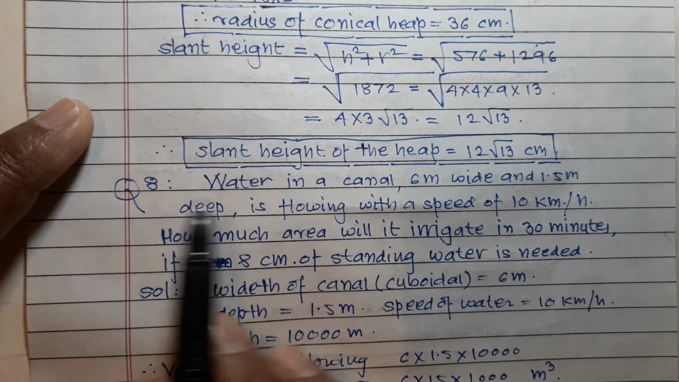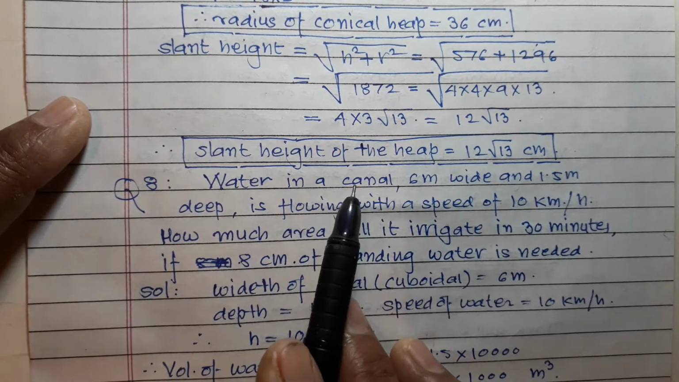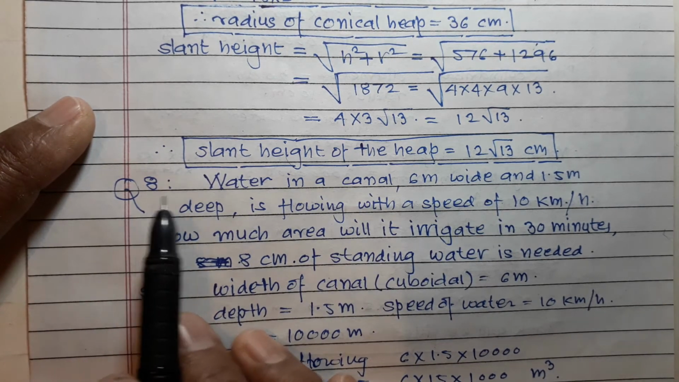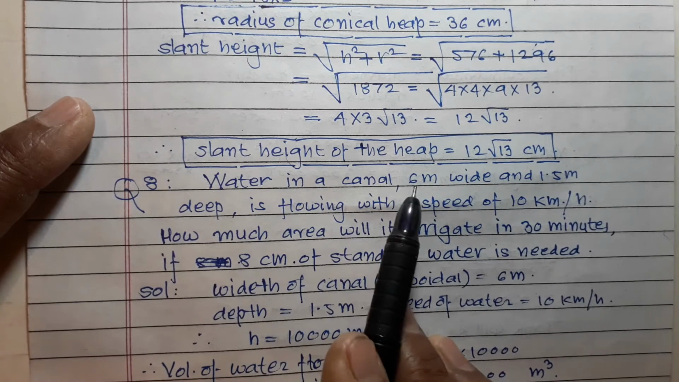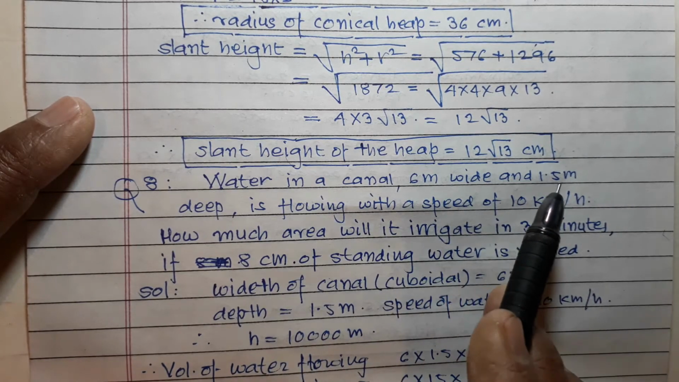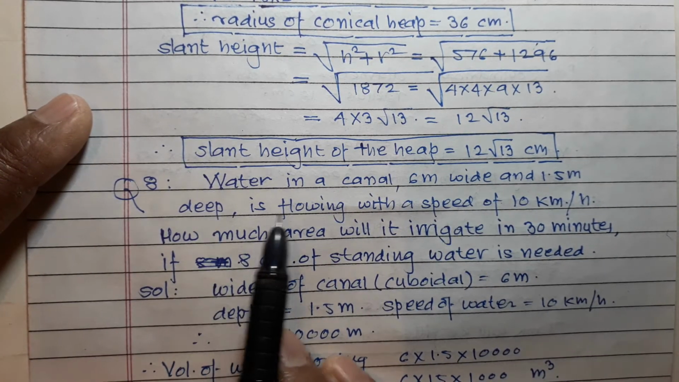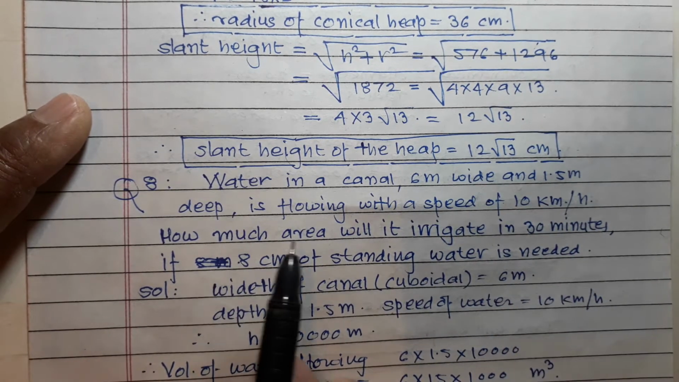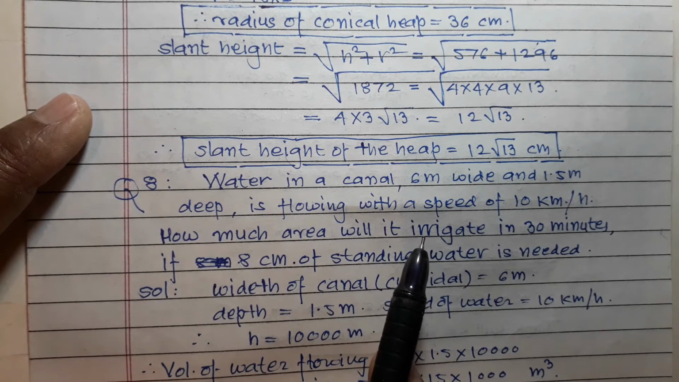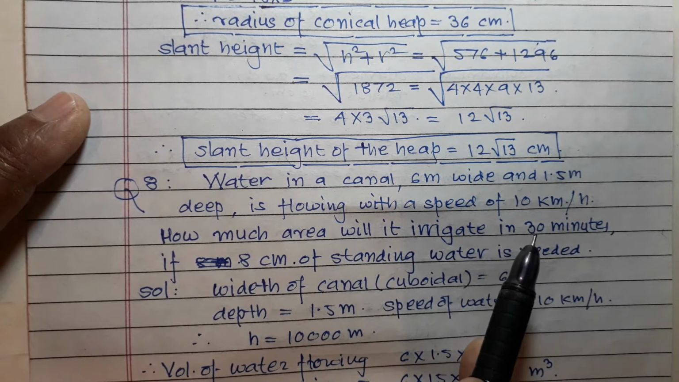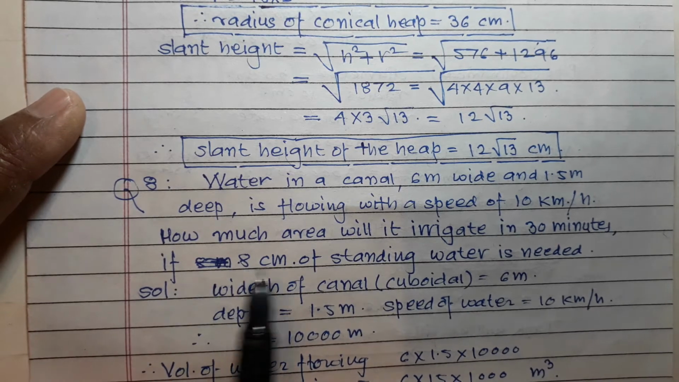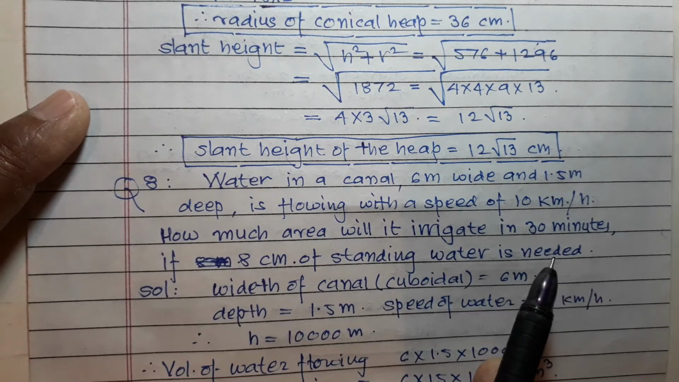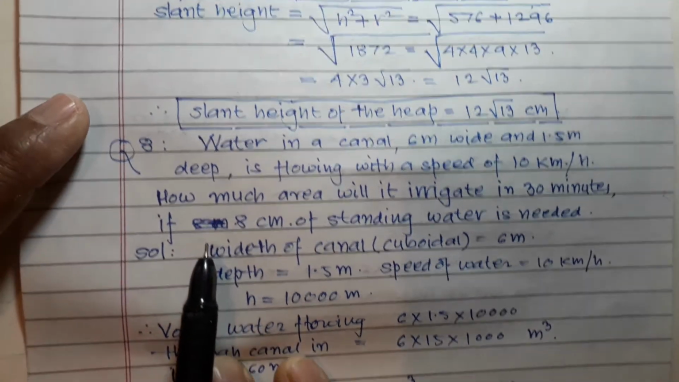Question number 8. Water in a canal. Now this example is very important. Water in a canal 6 meter wide and 1.5 meter deep is flowing with a speed of 10 km per hour. How much area will it irrigate in 30 minutes if 8 centimeter of standing water is needed? Okay. Now this is a very important example.